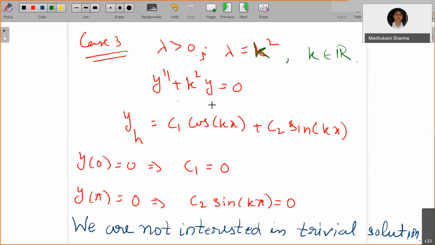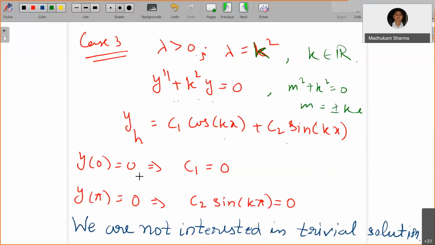Now you can see y'' + k²y = 0. So the auxiliary equation is m² + k² = 0, m = ±ki. So its general solution is c1 cos kx + c2 sin kx.